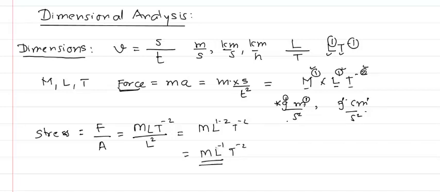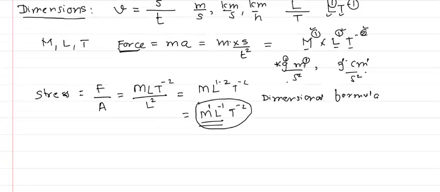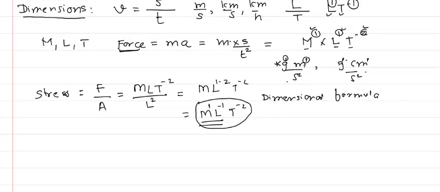So again we can say that the dimension of mass is 1 in stress, the dimension of length is minus 1 in stress, and the dimension of time is minus 2 in stress. And this particular expression is known as the dimensional formula or dimensional equation for the physical quantity stress. So every physical quantity will have a dimensional formula, and we could go on and look at various physical quantities.